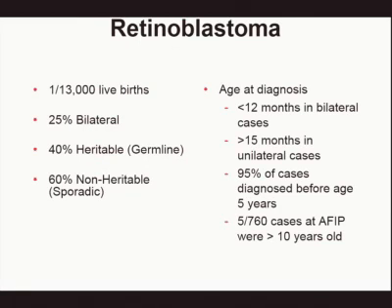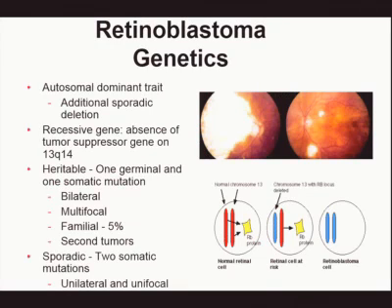So retinoblastoma occurs 1 in 13,000 live births. 25% are bilateral, 40% are heritable, 60% are sporadic. The age of diagnosis, if it's bilateral, more likely under 12 months, unilateral, more likely greater than 15 months. 95% of cases are diagnosed before 5 years old, but they can be diagnosed as late as after 10 years old. This is an autosomal dominant trait and then an additional sporadic deletion on top of it.